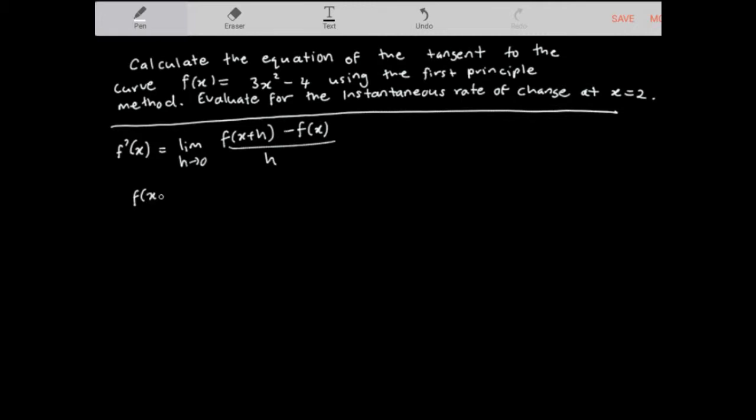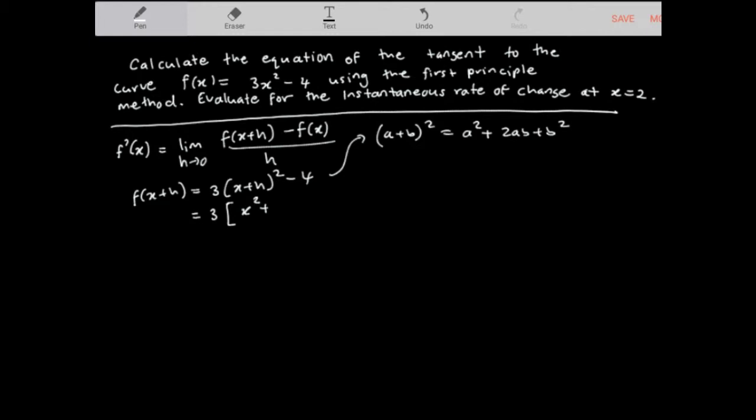First I'm going to look at this f of x plus h term. In this case, f of x is 3x squared minus 4. If I plug this in, I get 3 times (x plus h) squared minus 4. You could use the FOIL method to expand this, but I think it's a little tedious, so I'm going to use this template: (a plus b) squared gives a squared plus 2ab plus b squared. I'm going to apply this template to (x plus h) squared, where x is a and h is b. What you get is 3 times a squared, which is x squared, plus 2ab, which is 2xh, plus b squared, which is h squared, minus 4. So it's a lot faster that way.